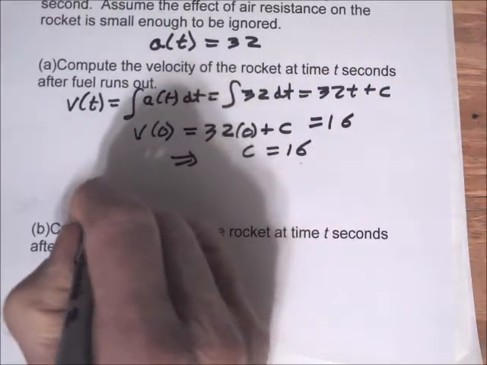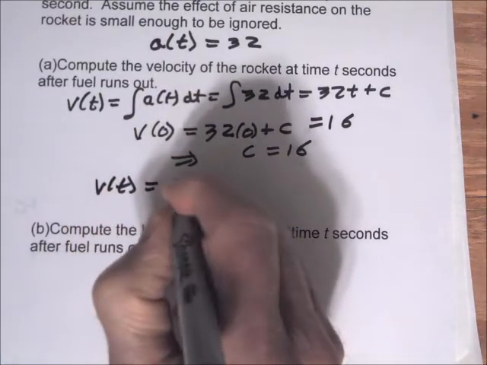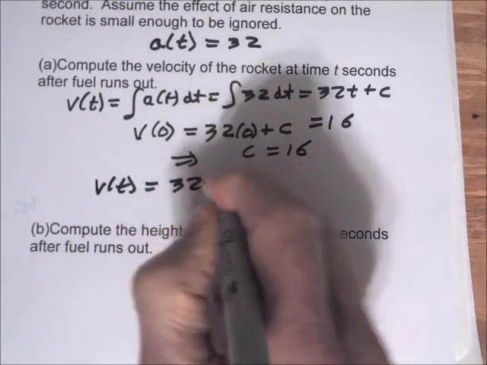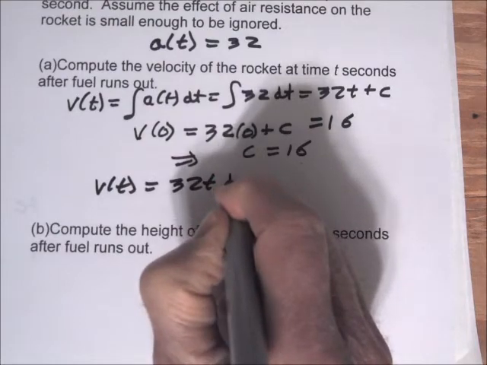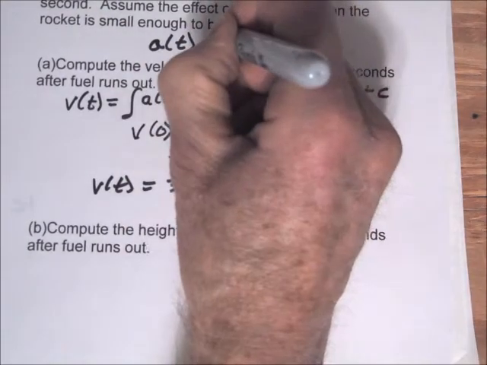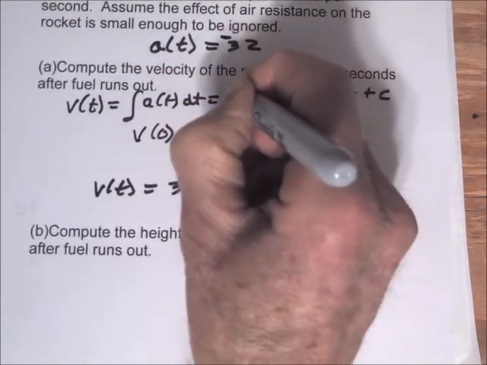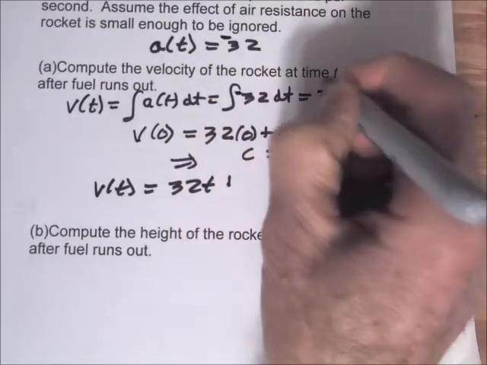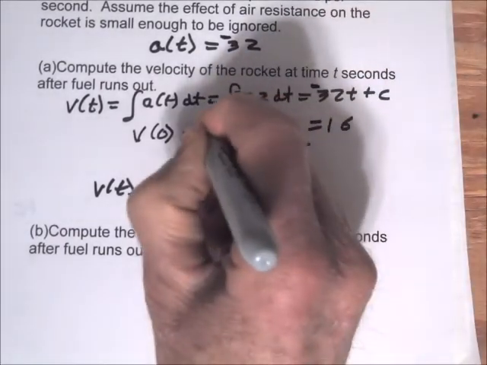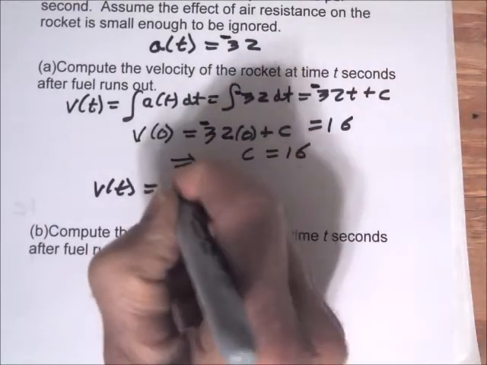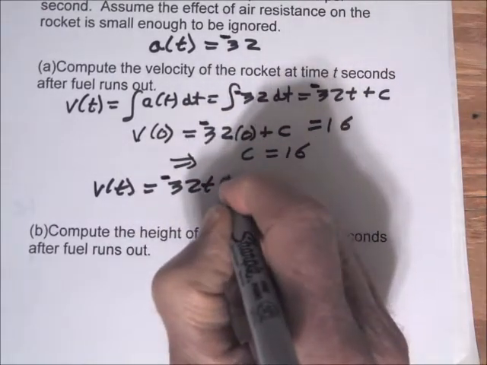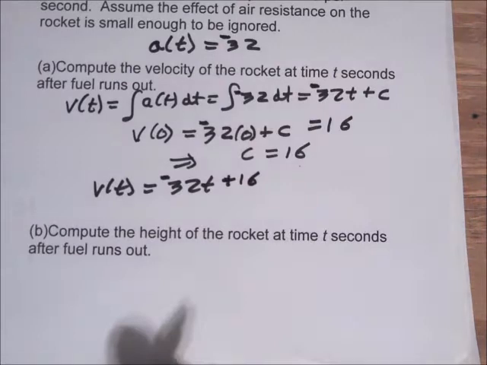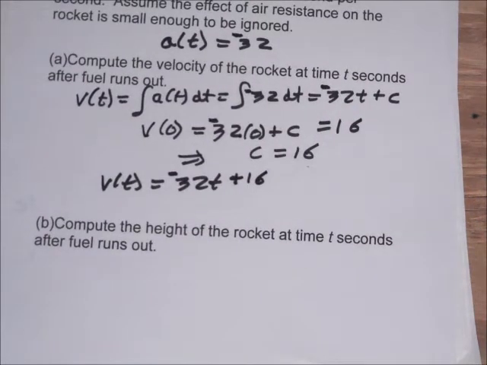So v of t is going to be 32t plus 16. Actually, no, this should have been negative 32. Gravity pulls down, so usually we want to write the acceleration due to gravity with a minus sign. So it should be minus 32t plus 16.